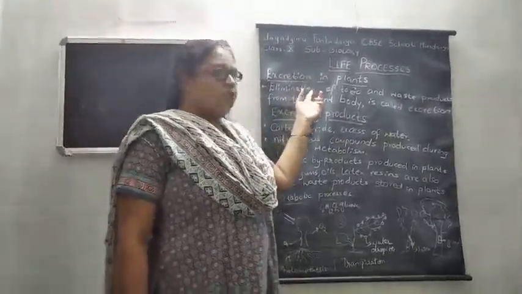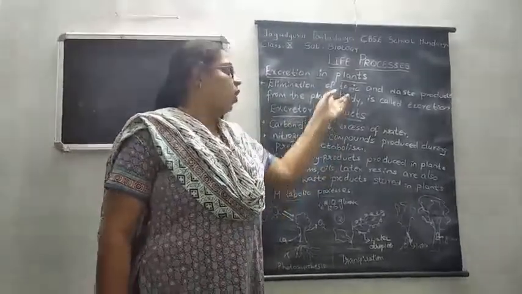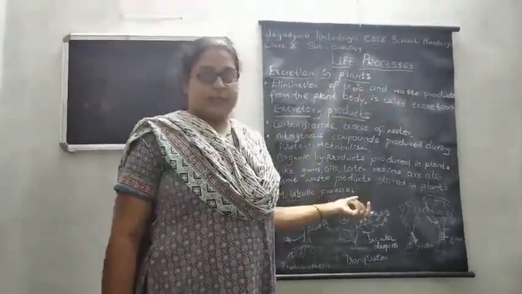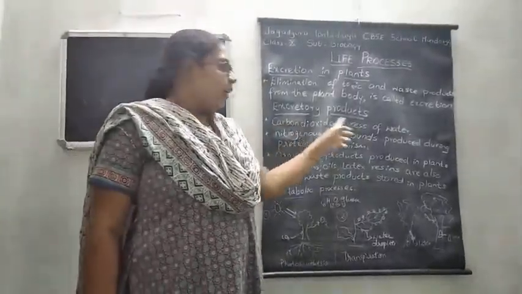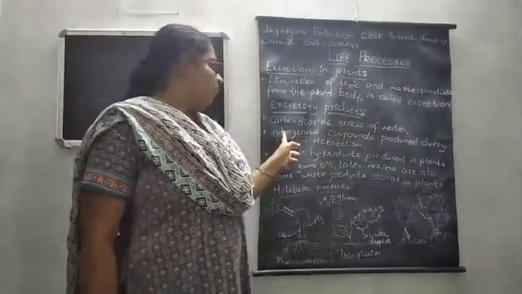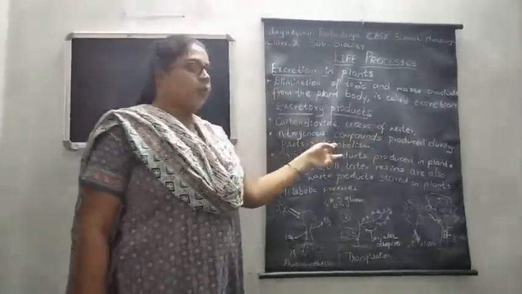Okay, and what are the excretory products? Excretory products means the toxic and waste products produced inside the plants. Those are, first, carbon dioxide, excess of water, and nitrogenous compounds produced during protein metabolism.